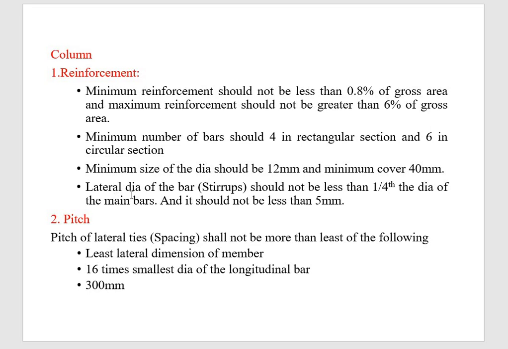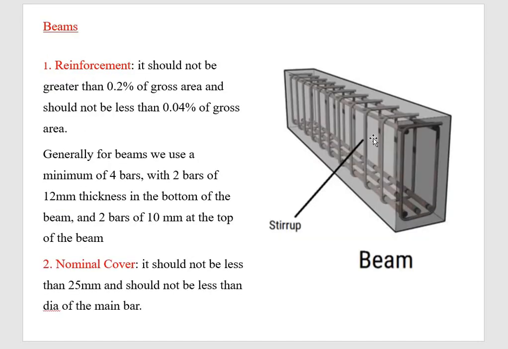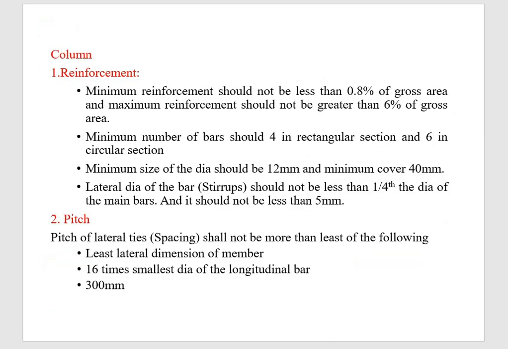Next is the lateral dia of the bars, that is stirrups. Okay, I will show you in the next slide what the stirrups are. In the beam I didn't talk about the stirrups. These vertical lines are the stirrups, and what is running like this is the main bars for a beam.